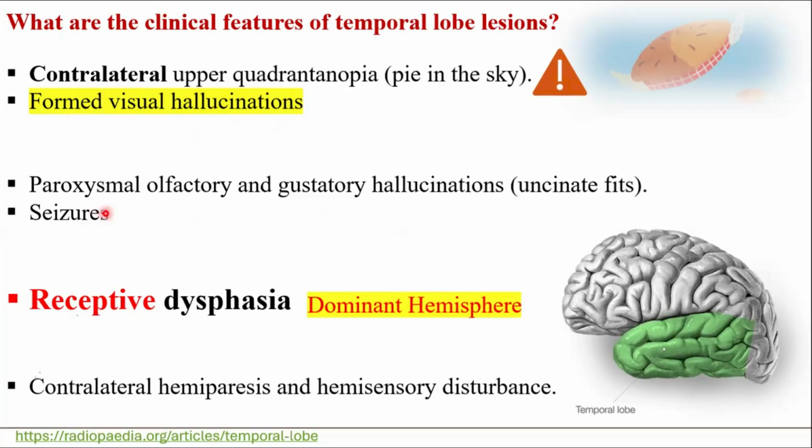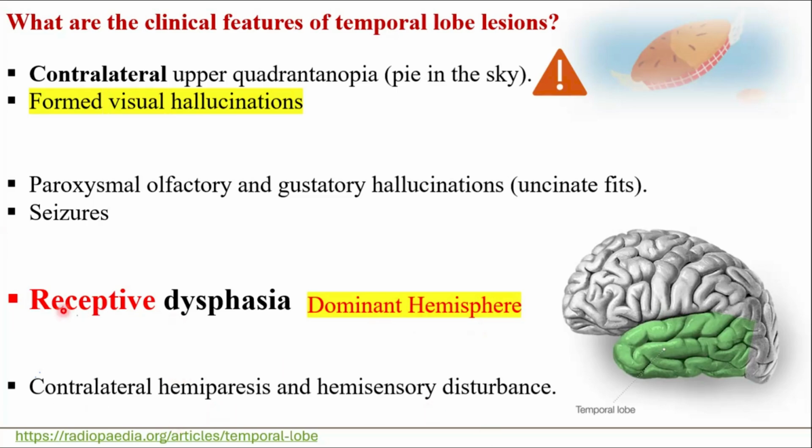So we have also paroxysmal olfactory and gustatory hallucinations. We call it uncinate fits because actually this is a kind of epilepsy, and that's why there are seizures here. Also, we have something called receptive aphasia or dysphasia, but it should be in the dominant hemisphere, all right? So make sure that the lesion is in the dominant hemisphere, plus other findings like contralateral hemiparesis and hemisensory disturbance.